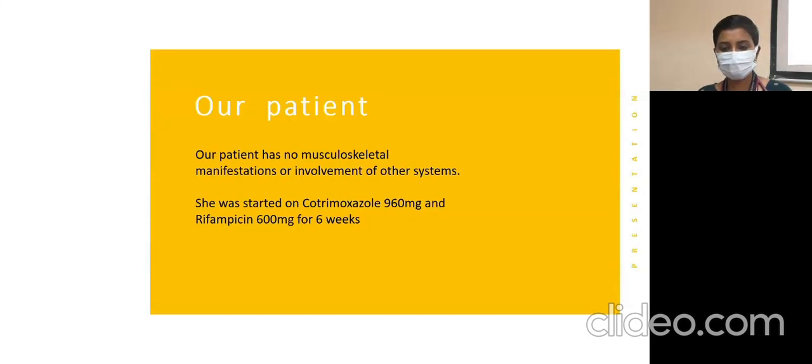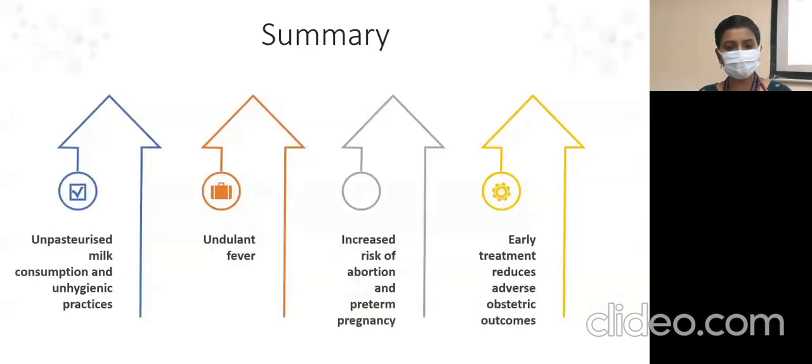Our patient had no musculoskeletal manifestations or involvement of other systems. She presented only with fever. So she was started on cotrimoxazole and rifampicin, planned for 6 weeks of treatment. Coming to the summary, the risk factors for brucella infection are unpasteurized milk consumption and unhygienic practices. They present with undulant fever, and are at increased risk of abortion and preterm pregnancy. Early treatment reduces adverse obstetric outcomes. Thank you.